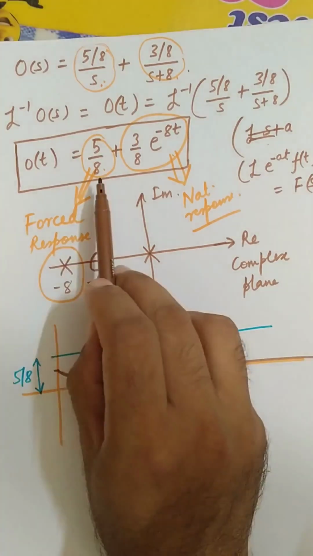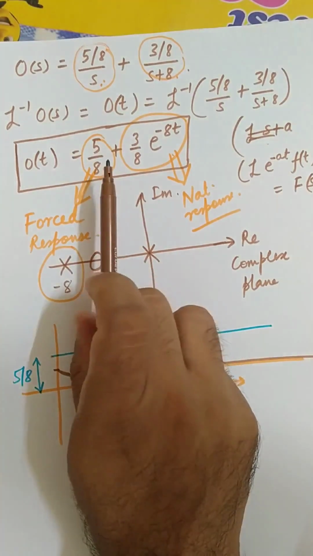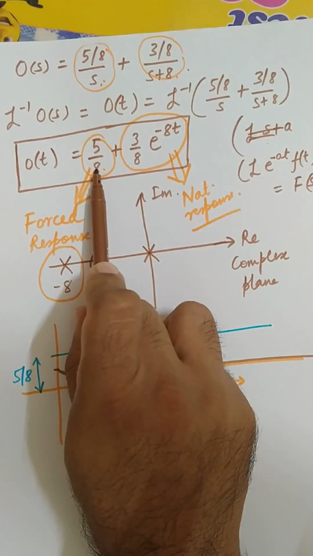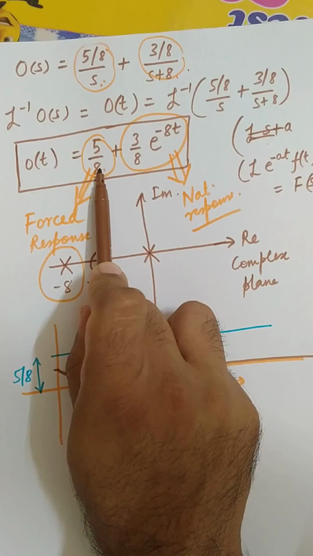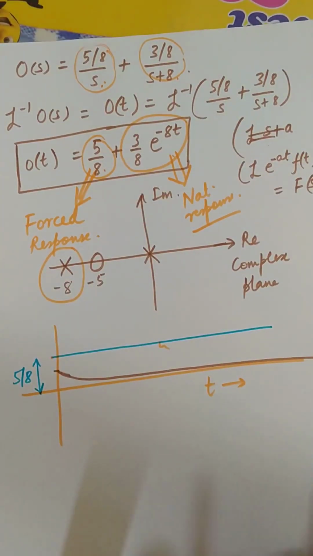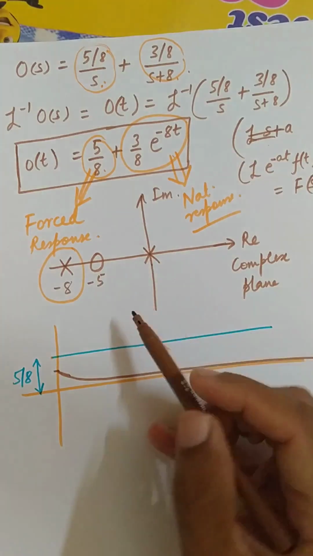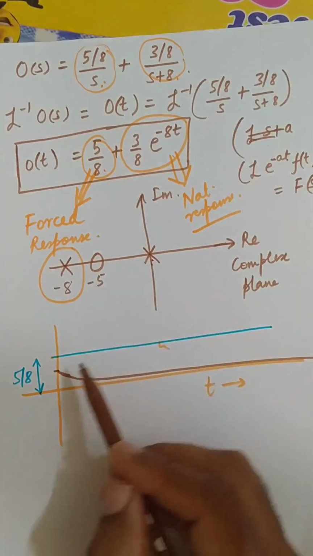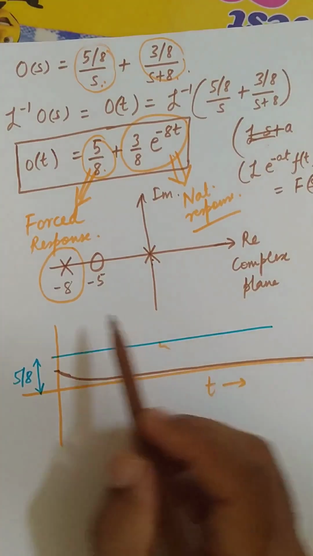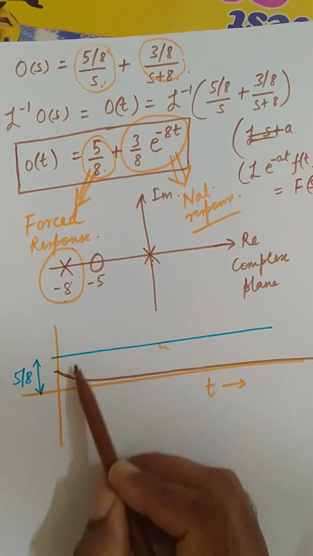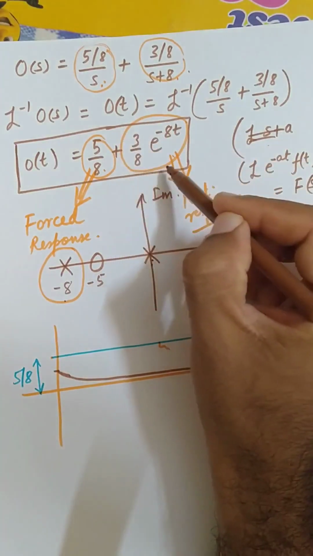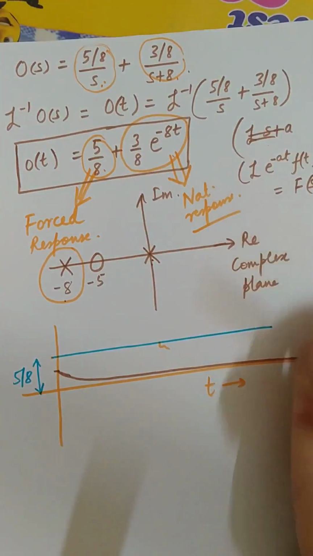Okay, so this is the forced response because of the input pole. What do I mean by input pole? Because the input was unit step, so the pole it resulted in was at s equal to 0. So this s equal to 0 pole is causing this constant response, right? And system pole was at equal to -8, which is causing this exponential decay in the system, right?